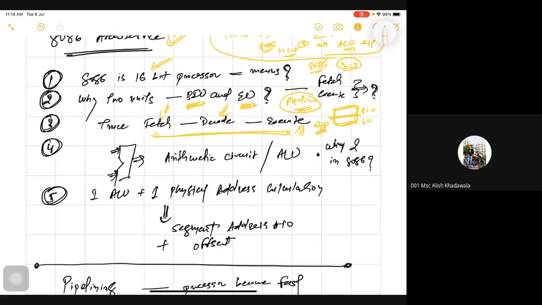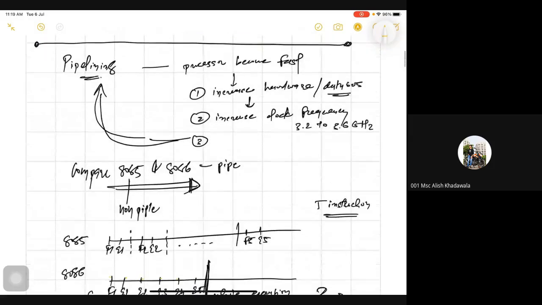Okay, now our question is why 8086 is divided into two units, BIU and EU. As I said, because of the pipelining concept, we have divided it into two parts. Now, why do we need pipelining? The reason is we want to increase the speed of our processor. How can you increase the speed of your processor? Can you tell me which are the different ways by which you can increase the speed?